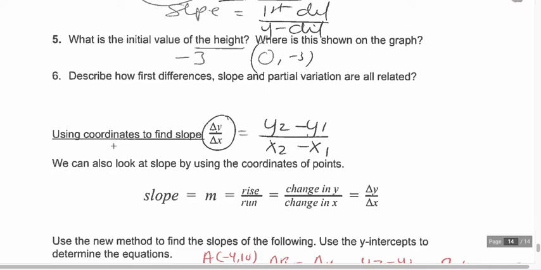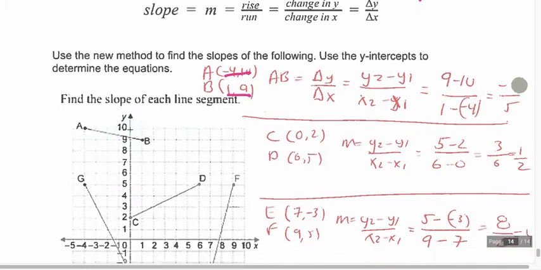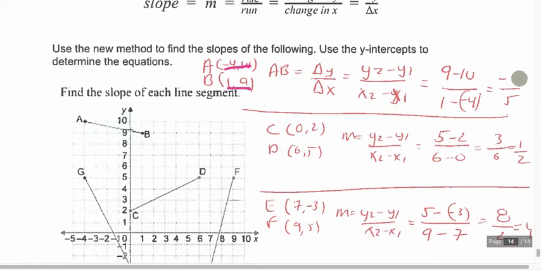Last thing I want to show you is using coordinates to find slope. This is the way you're going to do it in the long run. If you have the graph, that's great, you can do rise over run. But if I just give you 2 points, let's say (-4, 10) and (1, 9). So if we look at this here, the point is -4 and 10. This one is 1, 9.